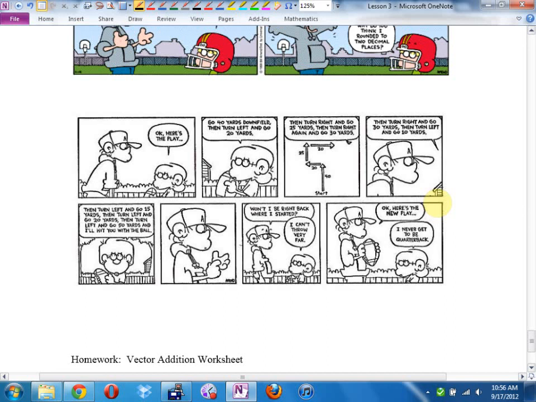I have, on other days, taken my whole class out to the field, and we have run this play, and it is a net vector sum of zero. The math is correct, by the way. It's great. We won't today. You guys look kind of dozy. Okay? Foxtrot comics, they're great.